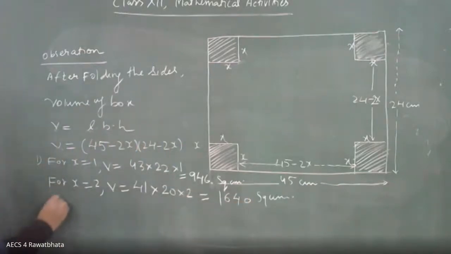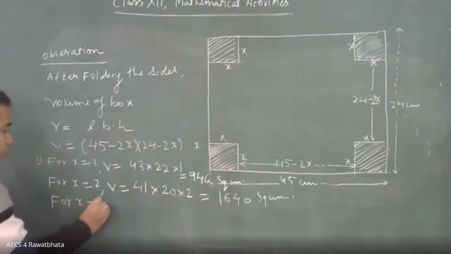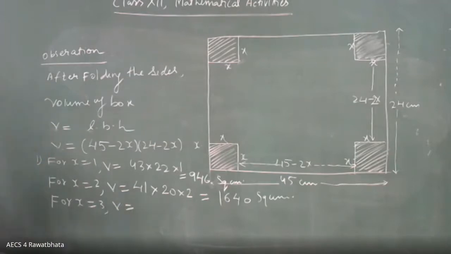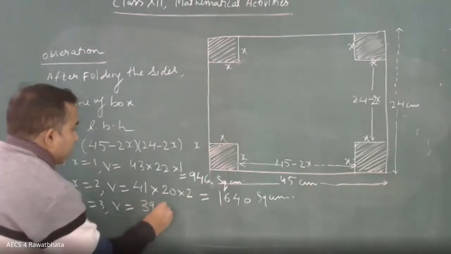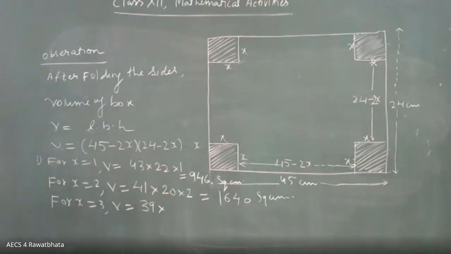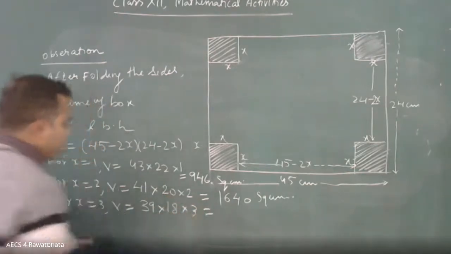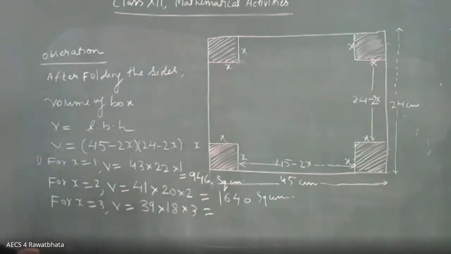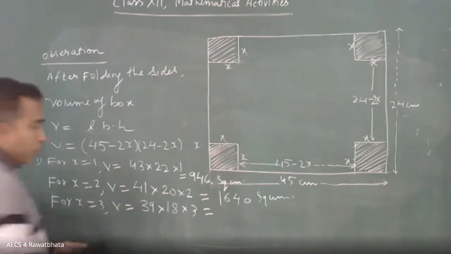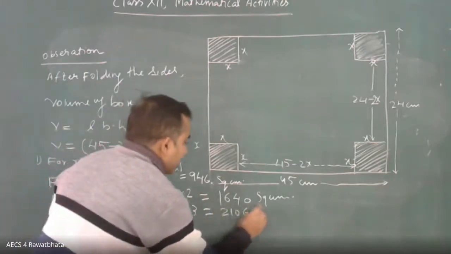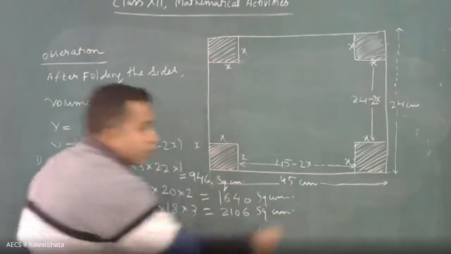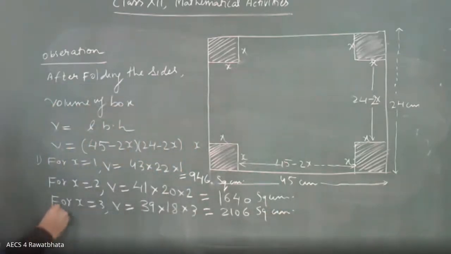Then for x equal to 3, V equal to 45 minus 6, how much? 39 into 24 minus 6, 18 into 3. Tell me someone how much it will be. 39 into 18 into 3. 2106 square centimeter. Okay.